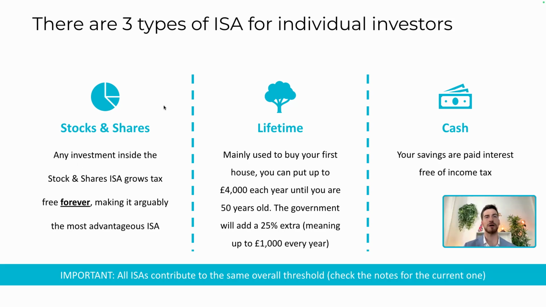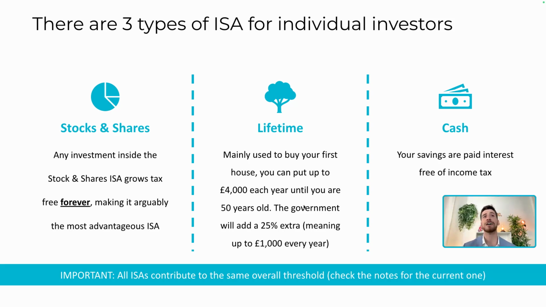So we talked about the stock and shares. Let's talk about the lifetime. This is used to buy your first house. That's it. And you can put up to 4,000 each year. So yes, the overall threshold is 20,000, but this is only 4,000. And the government gives you an extra 25% immediately, so up to £1,000 every year to help you with this account.